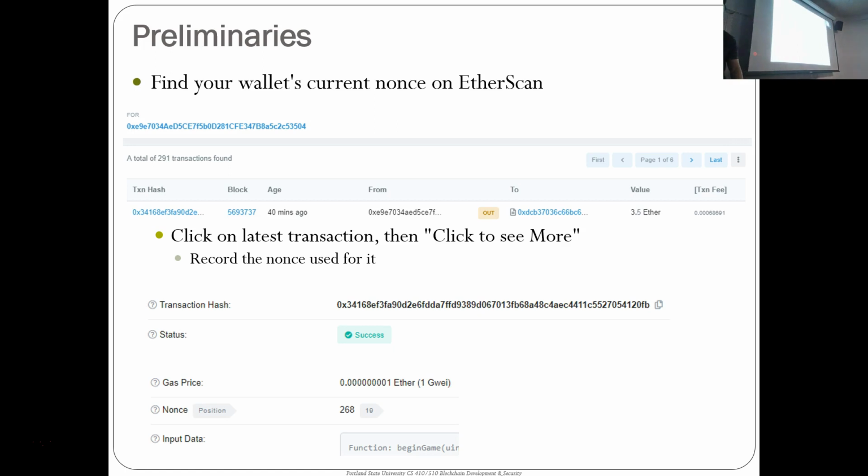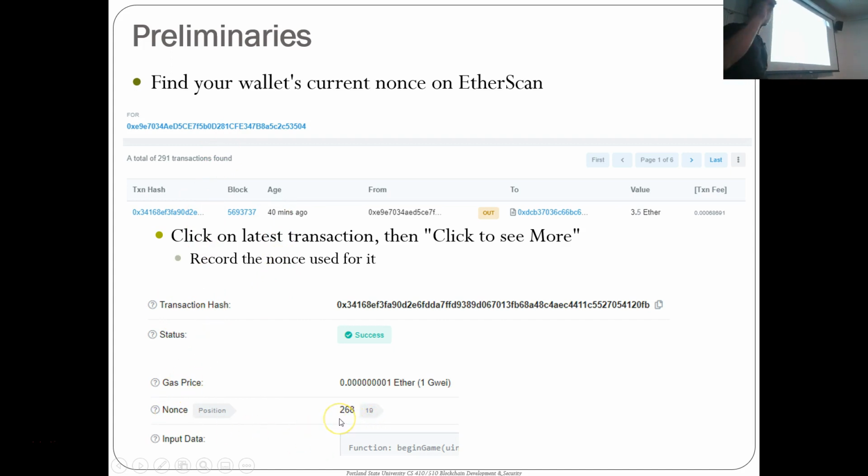So some preliminaries: you have to find your current wallet, your current nonce in your wallet. So again, this is my wallet address. I click on the last transaction hash that has been recorded, and if you look at when I click on that transaction, you can see that my nonce is 268.